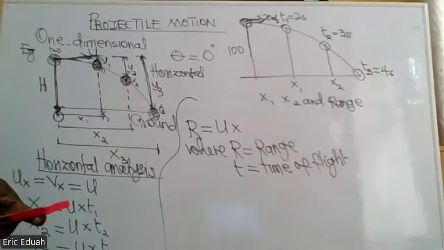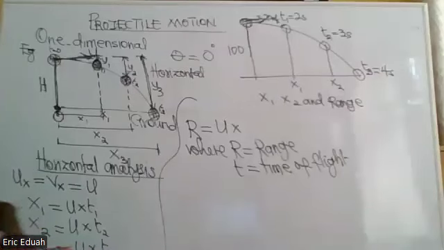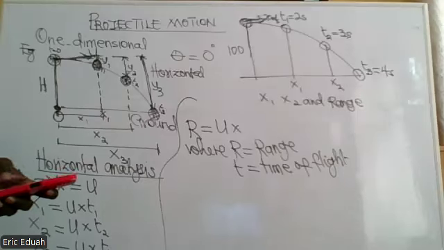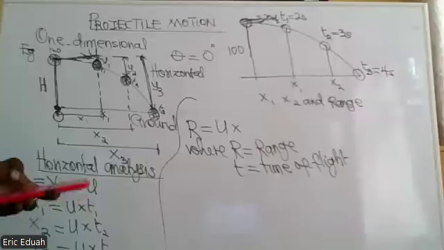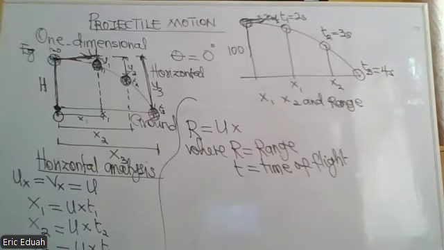Okay, Abdurrahman, what have you obtained for X1? X1 is 40. Of course, it will be 40. Any horizontal distance is a product of the constant horizontal velocity and the time.